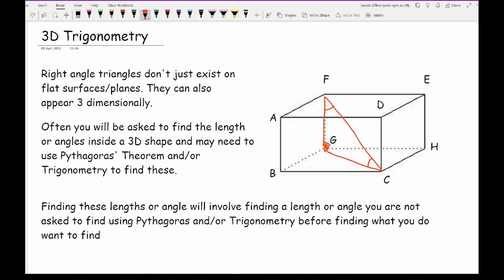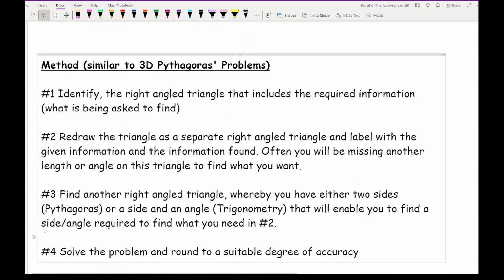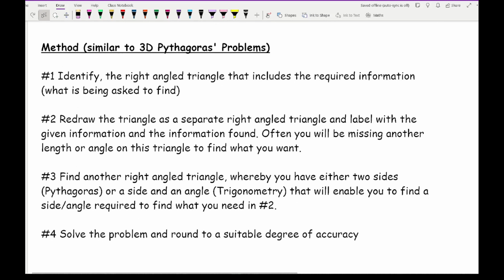And so there are lots of different right angle triangles you can draw, particularly in the cuboid, but also many other 3D shapes. Now, finding these lengths or angles will involve finding a length or an angle that you're not asked to find, and we do this by using Pythagoras and trigonometry before finding out what you need to find. Although it's labeled as 3D trigonometry, you can also merge in 3D Pythagoras, because when you're dealing with trigonometry, you're dealing with sides as well as angles in right angle triangles. And how can you find sides of a right angle triangle? Well, you can do that by using Pythagoras.